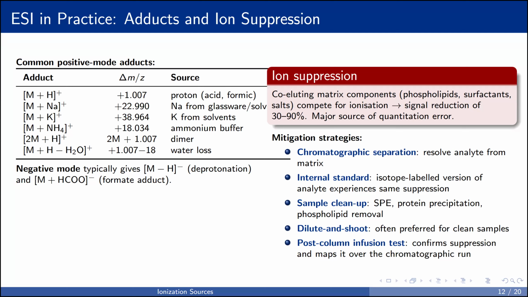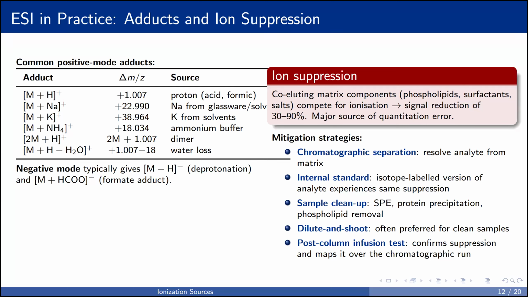The competitors can be phospholipids from biological samples, surfactants from glassware, buffer salts, anything surface active. In a contaminated sample, you can easily lose 30 to 90% of your signal compared to the same concentration in clean solvent. That obviously destroys your calibration. Four main mitigations. 1. Chromatographic separation.